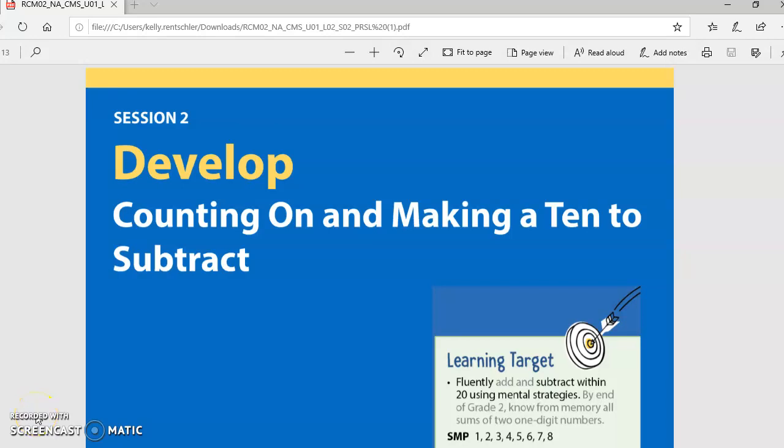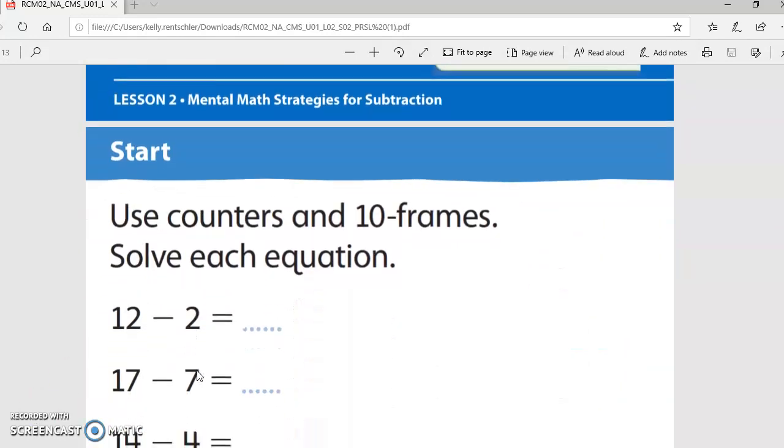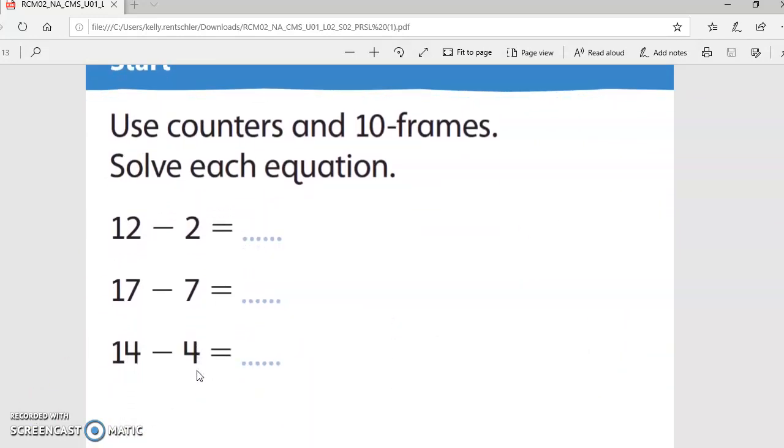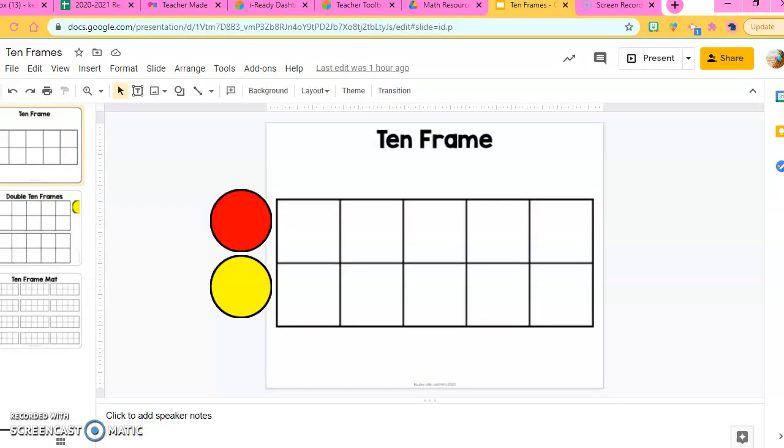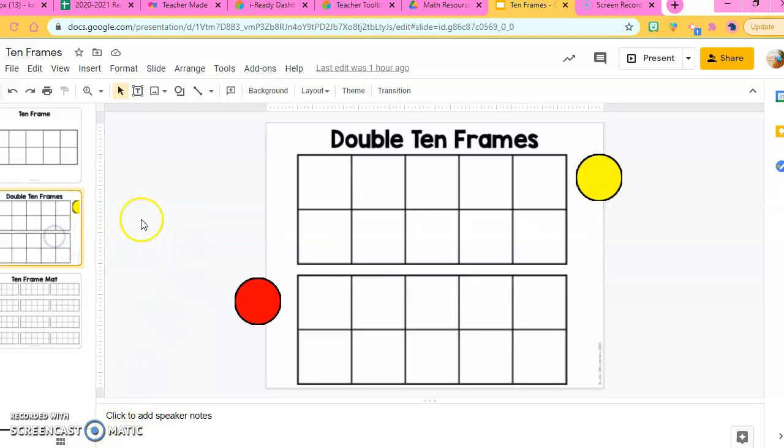Today for math, we're going to work on making 10 and counting on to subtract. So let's take a look at our first task. Our first task says to use counters and tens frames to solve each equation. So we're looking at solving 12 minus 2. So here's my ten frame, and I need this one.